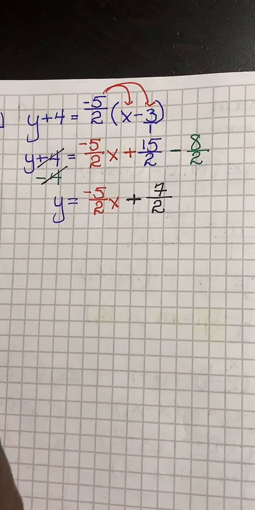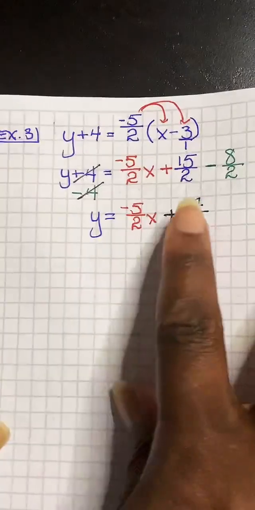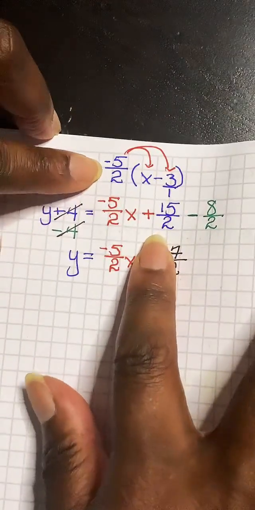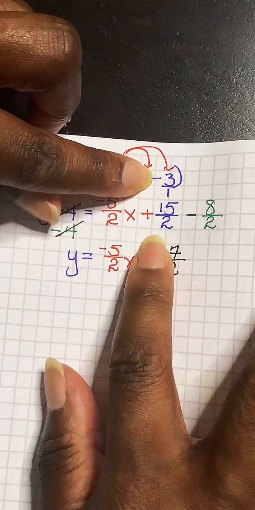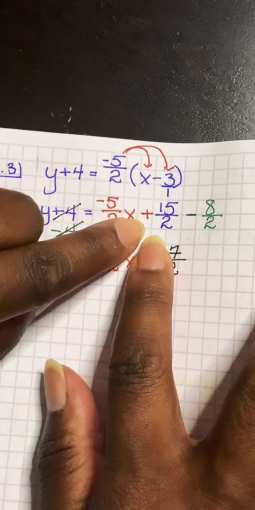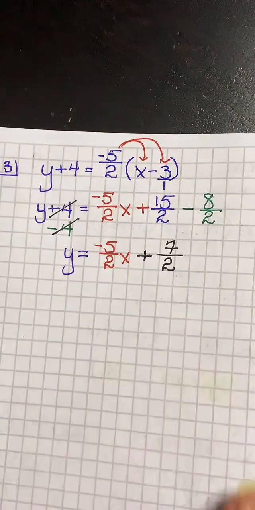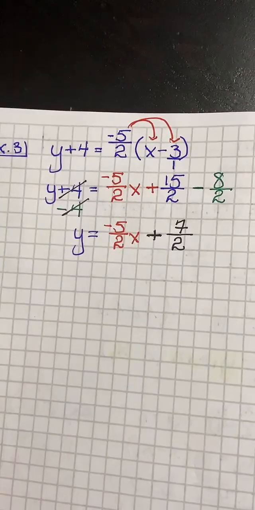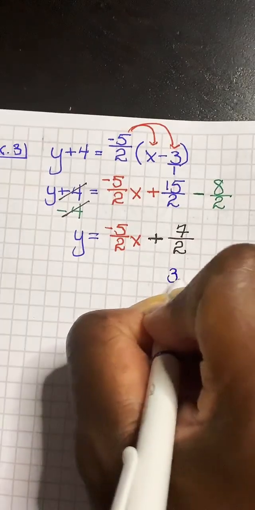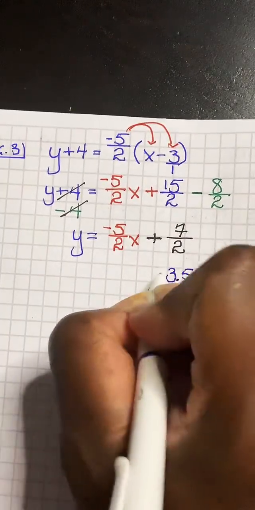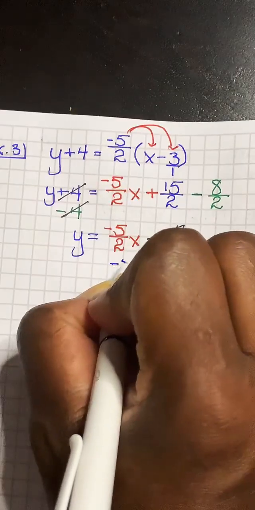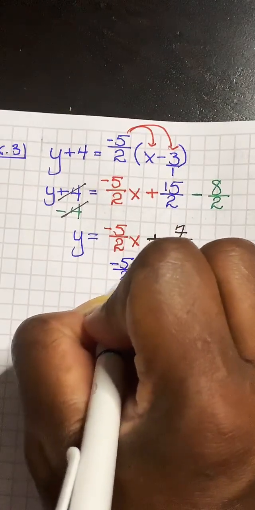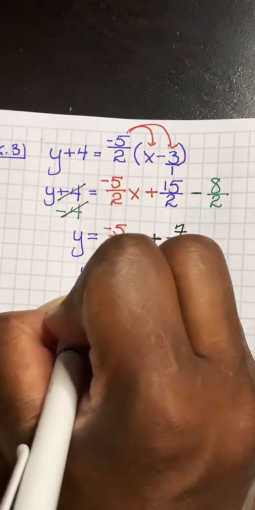Okay, 3.5, thank you. Where did the plus come from? Oh, when we multiplied a negative 5/2 times a negative 3, a negative times a negative gives me a positive. That's where the plus came from. Okay? So if we want to, we can say 3.5. Thank you, Jan, for doing that. Then we have our negative 5/2 x. Then we have our y equals.